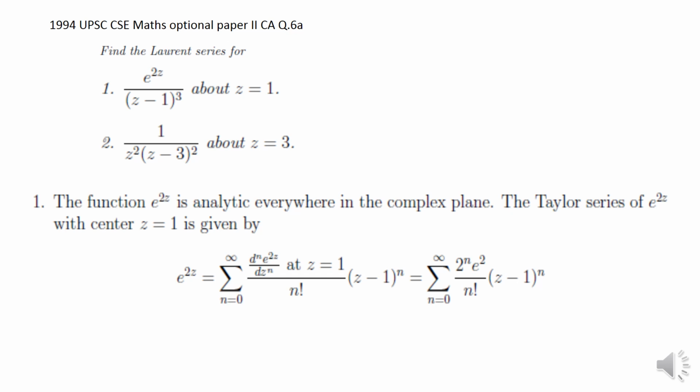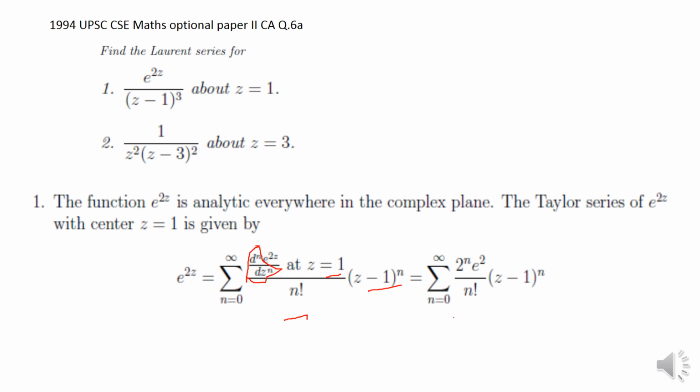Now, the Taylor series of a function: if we apply the Taylor series on e to the power 2z with center z is equal to a, we can write it in summation form. Sigma n is equal to 0 to infinity, d n upon dz n, because we are taking the nth differentiation, of e to the power 2z. So this is the nth differentiation of e to the power 2z at z is equal to 1, upon factorial n, (z minus 1) to the power n.